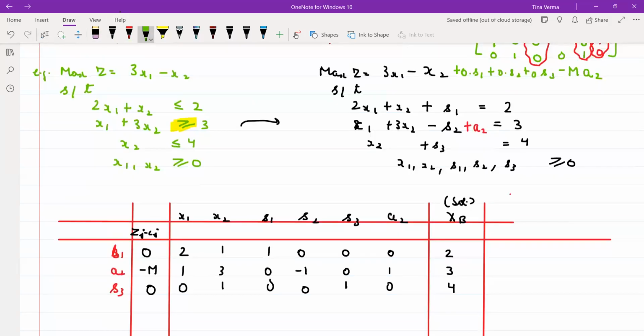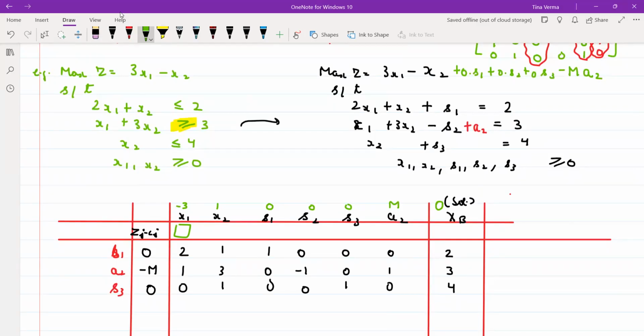And when you write your Zj minus Cj, how do you write? You negate the sign of the objective function. I am not writing it here, I am writing it here. I'll tell you why. I am negating the sign. This is minus 3. This is 1. This is 0, 0, 0. Minus M. If I negate the sign, it is my M. And here the entry will be my 0.